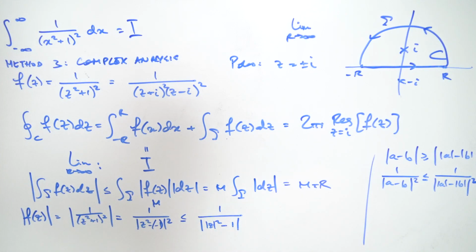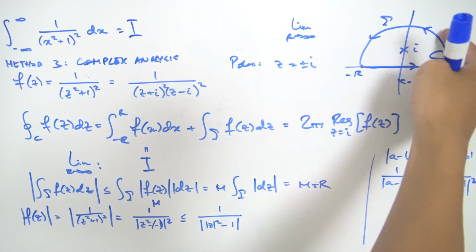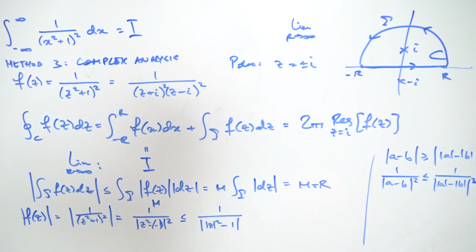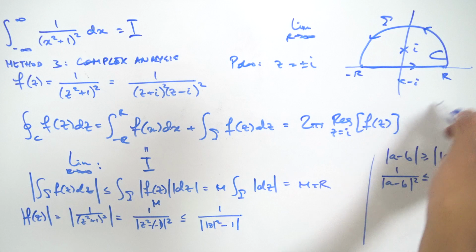And I want you to notice one thing. Notice that for every single point, every single complex number on this path gamma, the absolute value of that particular complex number is exactly the radius, because it lives on a circle of radius r.